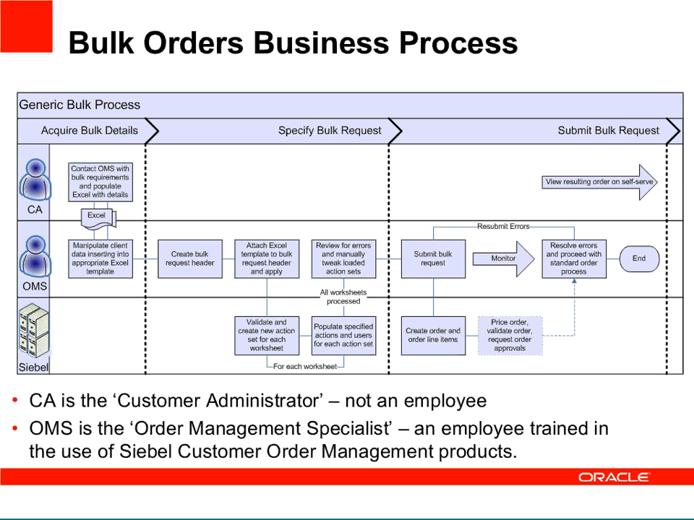Here is a process diagram to understand how the bulk request is processed. There are three major processes: acquire the details, specify bulk request, and submit the bulk request. Let us look at the process in detail. There are two major actors apart from the application. One is a customer administrator and the other is an order management specialist, who is trained to use customer order management products.